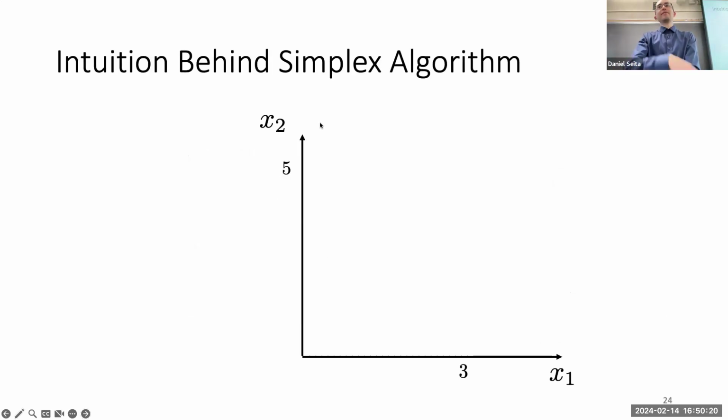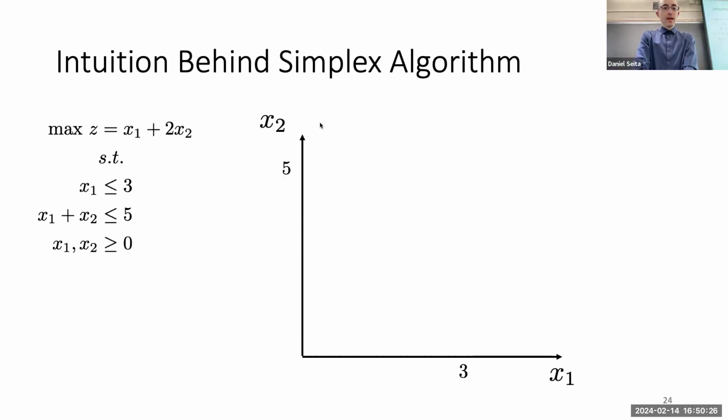So we have two variables, x1 and x2. Those are the things that we are trying to optimize. Let's say that this is our optimization problem. We are trying to maximize x1 plus 2x2 subject to the constraints of x1 less than or equal to 3, x1 plus x2 less than or equal to 5, and x1 and x2 are both non-negative.